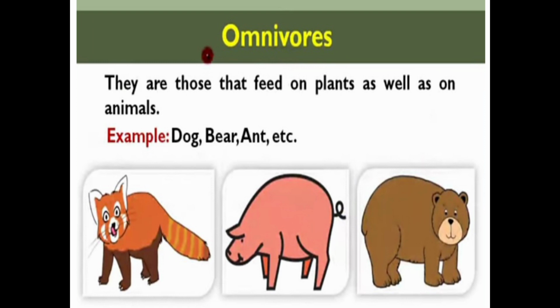Then omnivores. Omnivores are those organisms which feed on plants as well as on animals. They can be plant eaters as well as flesh eaters, or we can say they eat both plants as well as the flesh. Example, dog, bear, ant, etc.